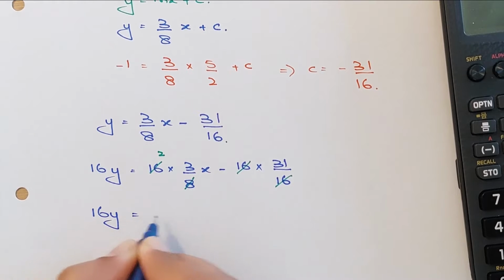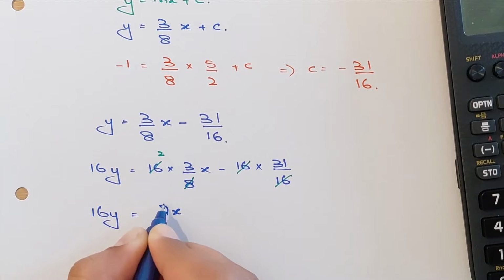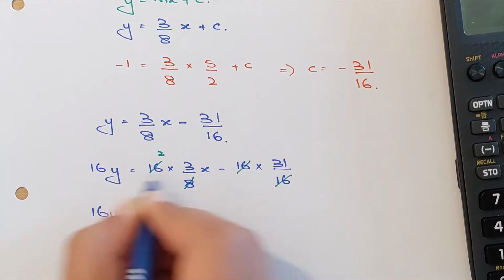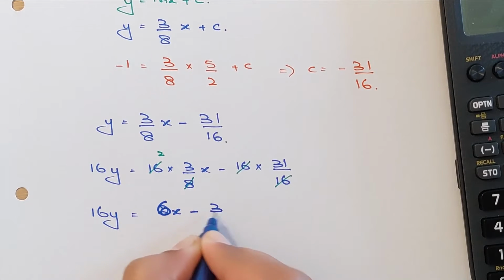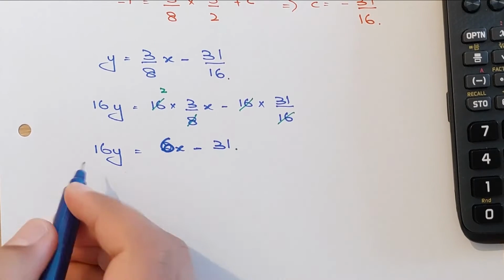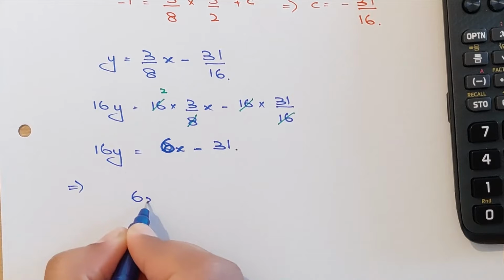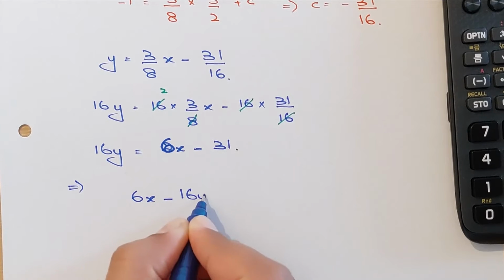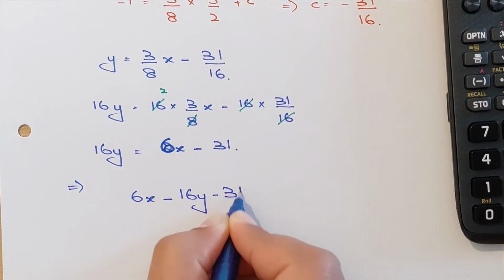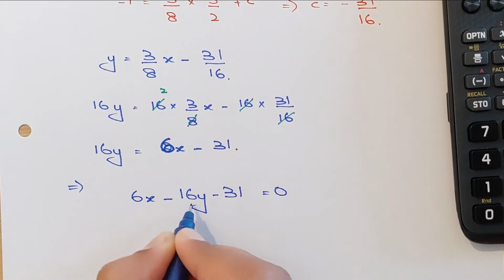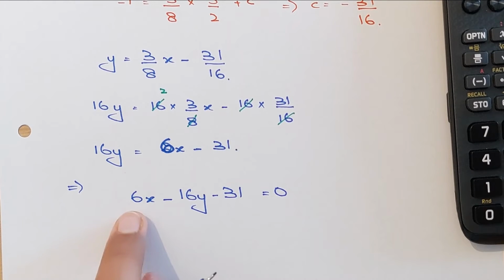16y equals 2x, 6x, sorry. 2 times 3, 6 minus 31, right? Or we can say 6x minus 16y minus 31 equals 0. Ax plus by plus c equals 0. So a equals 6, b equals negative 16, and c equals negative 31.